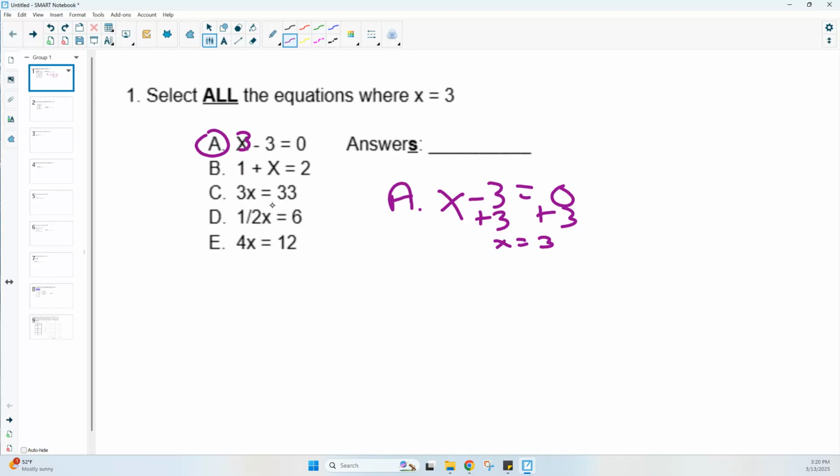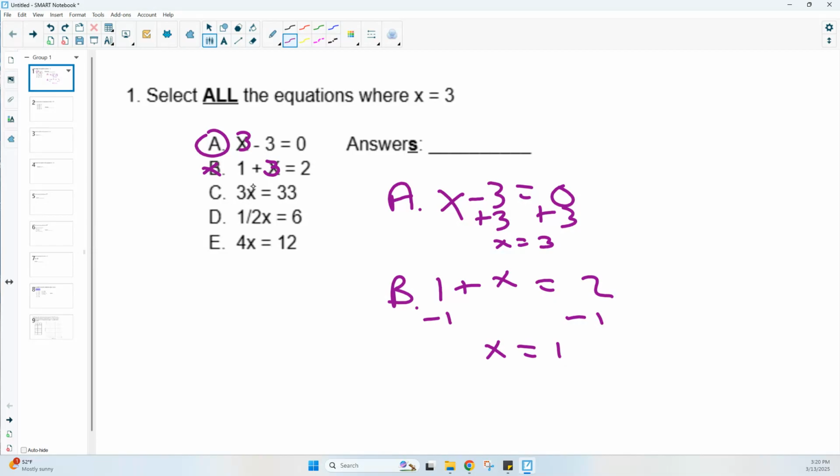All right, let's look at option B. 1 plus x equals 2. If I put a 3 in for x, does 1 plus 3 equal 2? No, it does not. If I solve this out by using subtraction to undo the addition, x would equal 1. So that does not work.